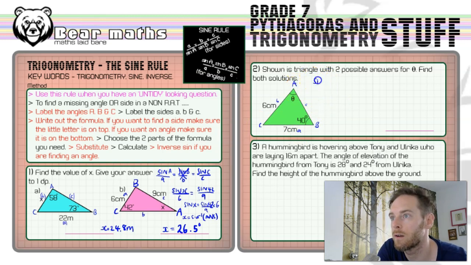So sine of, and then we'll put the theta symbol in, over 7 is equal to sine of 40 over 6. And then we just have to multiply both sides by 7. So sine of theta, exactly the same as the last question to begin with here. Sine of theta equals sine of 40 over 6 multiplied by that 7. All right, get that calculation, and then we'll get theta equals sine to the minus 1 of that answer. All right, and then we're going to get an angle there.